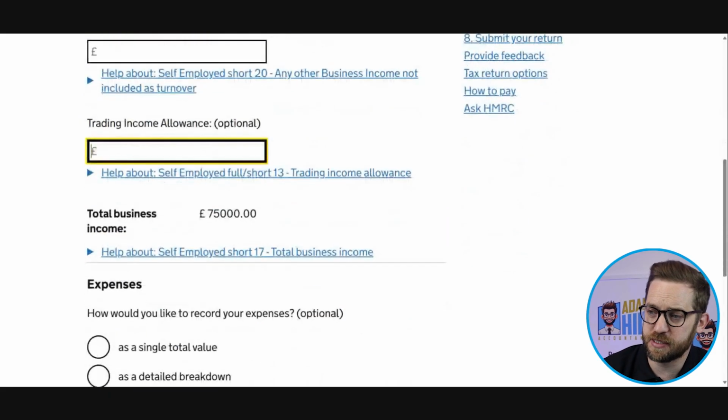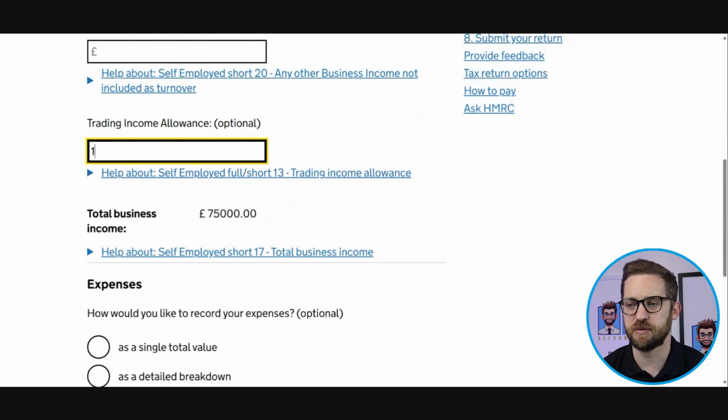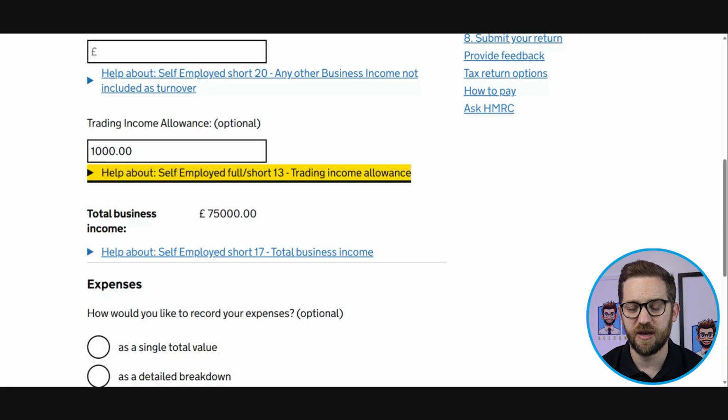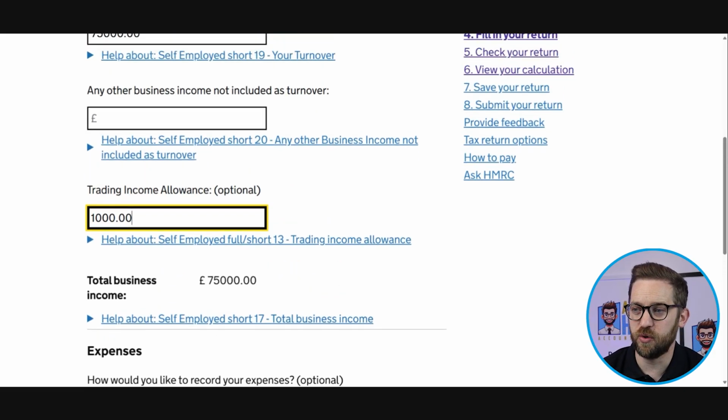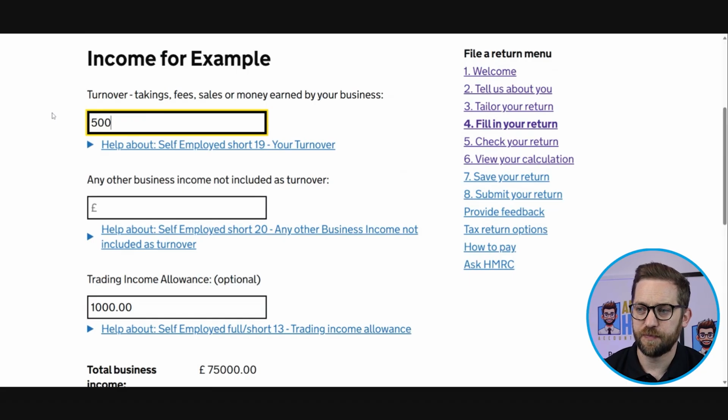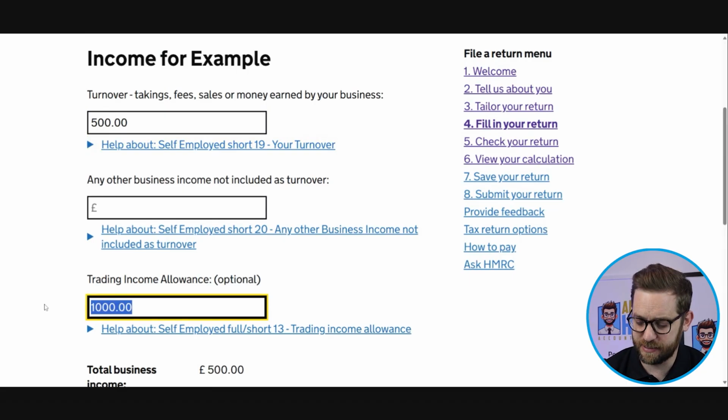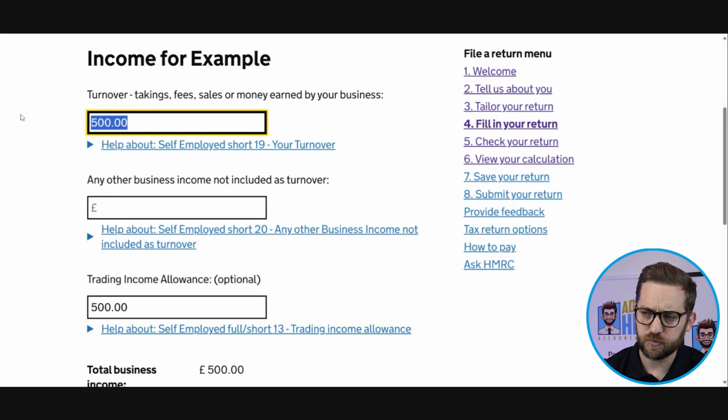Trading income allowance. So the trading income allowance is £1,000. So if I didn't have any expenses, or let's say I had 500 of allowable expenses, then what I would do, I would ignore the expenses and I would claim the trading income allowance instead. And that's how I would input it. I would take the full £1,000 from here. Now, you can't use that to create a loss. So if you only had 500 of turnover, you had no expenses, then you would have to put 500 in here to bring it down to zero.